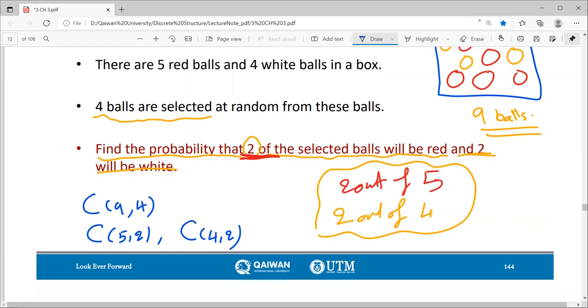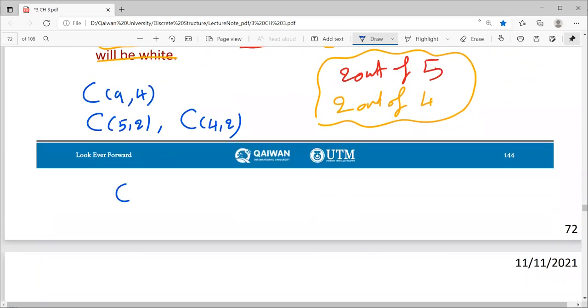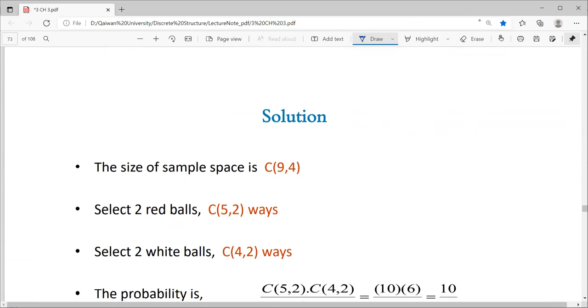We have combination of 5 and 2, multiplying by combination of 4 and 2, dividing by combination of 9 and 4. We just calculate this fraction. That's all. Finding this is the result.